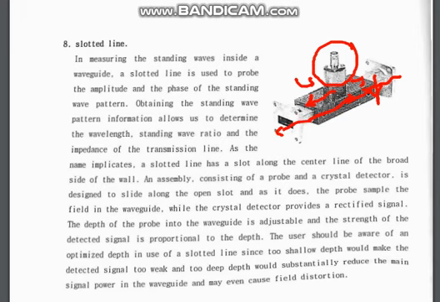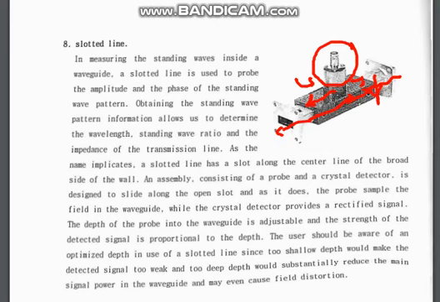The user should be aware of an optimized depth in the use of a slotted line, since too shallow a depth would make the detector signal too weak. Too deep a depth would substantially reduce the main signal power in the waveguide and may even cause field distortion.